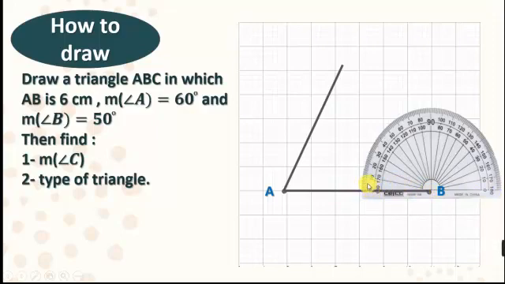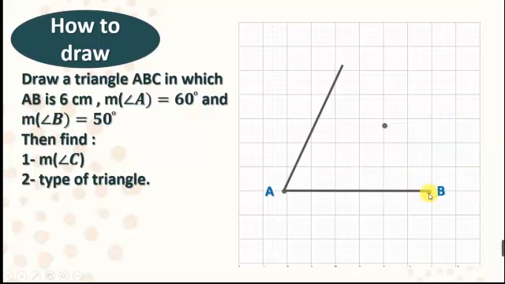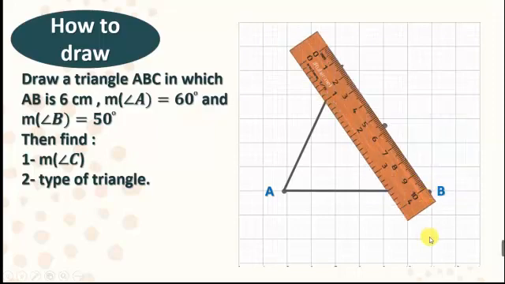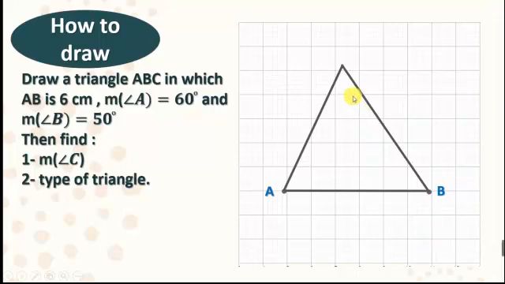It's 50 degrees. I will count until I reach 50 degrees. This is 50 degrees, so I will put a point and then join B with that point with the ruler until they intersect with each other, until this side intersects with that side. Now the point of intersection here is point C. Here I drew the triangle.